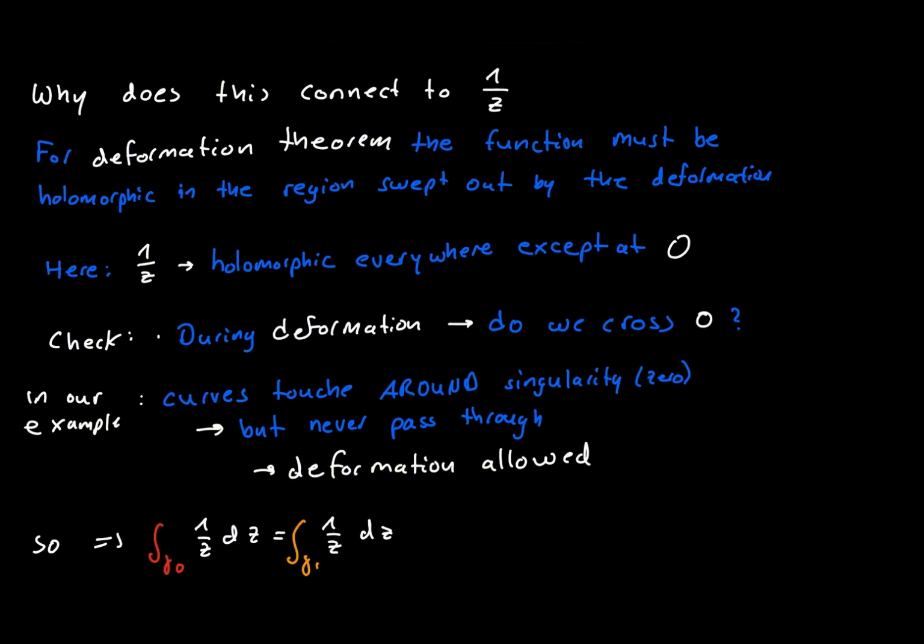The exact shape of the curve does not matter. What matters is how the curve interacts with the singularity. A good intuition is a rubber band and a nail. The curve is the rubber band. The singularity is the nail. You can move the rubber band freely, but you cannot pull it through the nail.